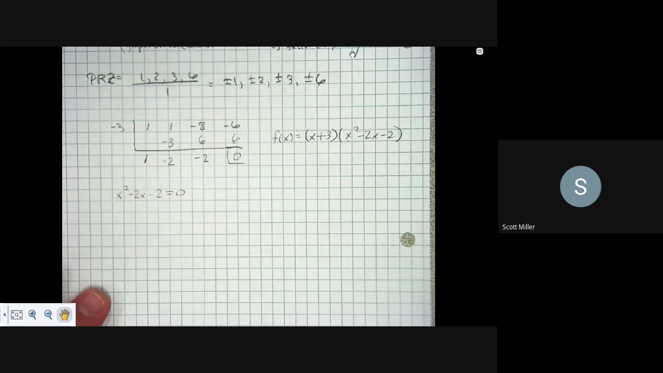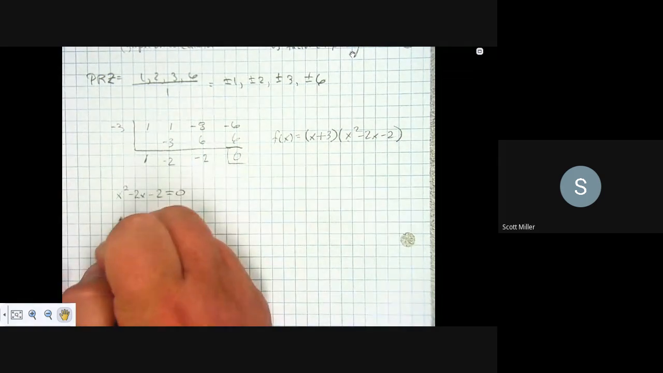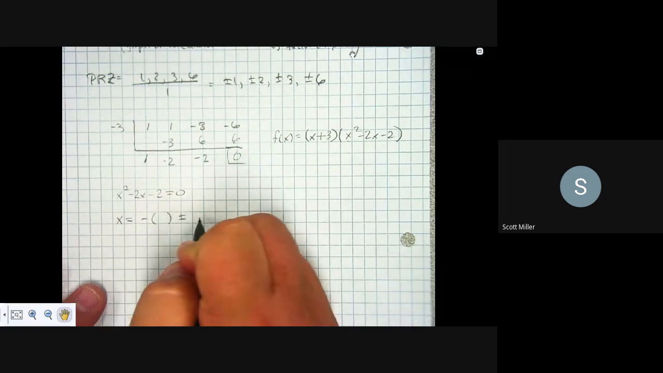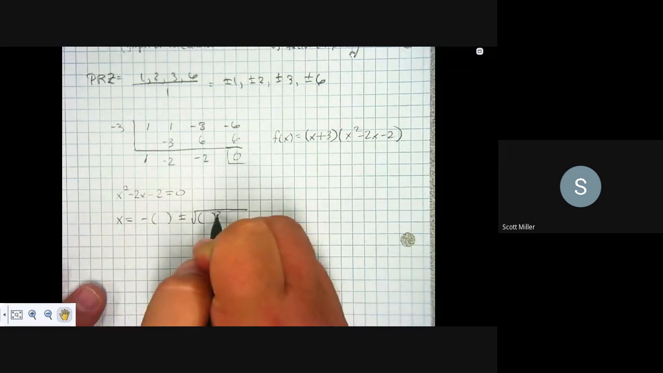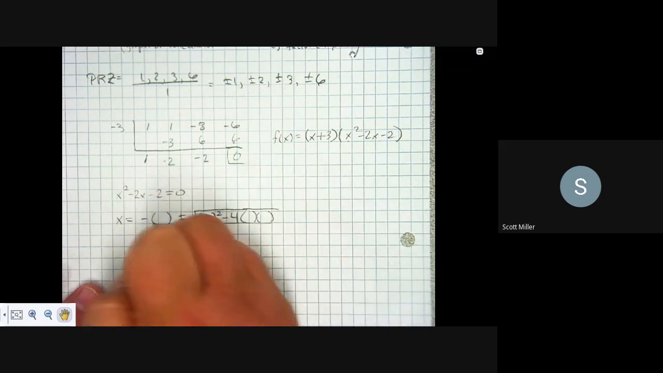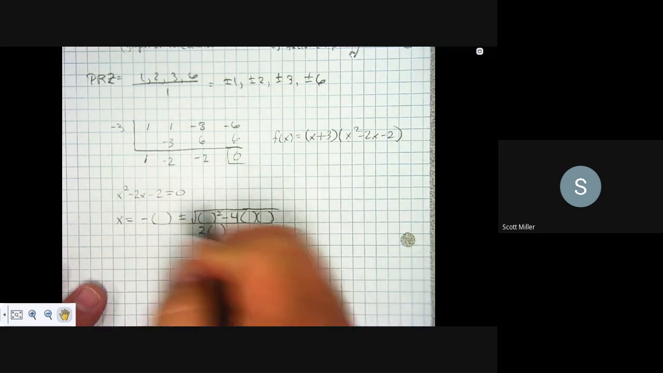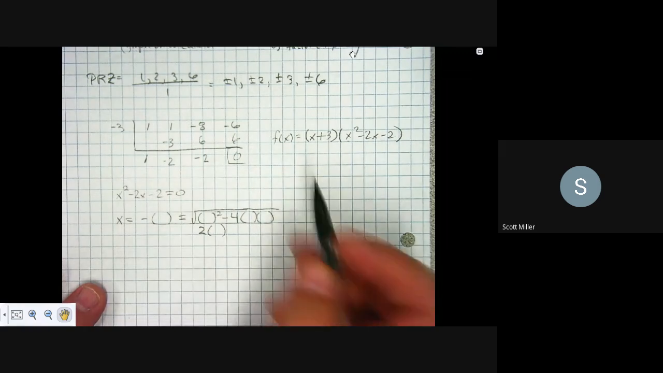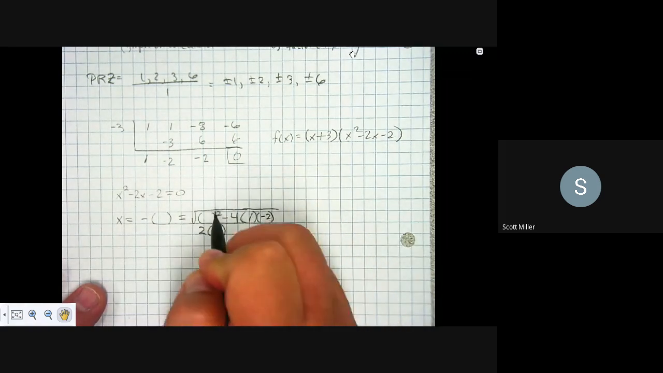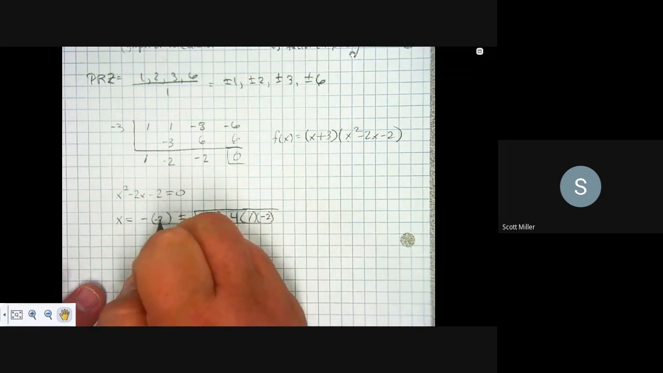Now, we're not even going to try to factor because we know it can't factor. So the only option I have left is the quadratic formula. We solve this equation by the quadratic formula. x equals negative b plus or minus the square root of b squared minus 4 times a times c, all over 2 times a. And we plug our numbers in there. a is 1, b is a negative 2, c is a negative 2, and so there's the plug-in.